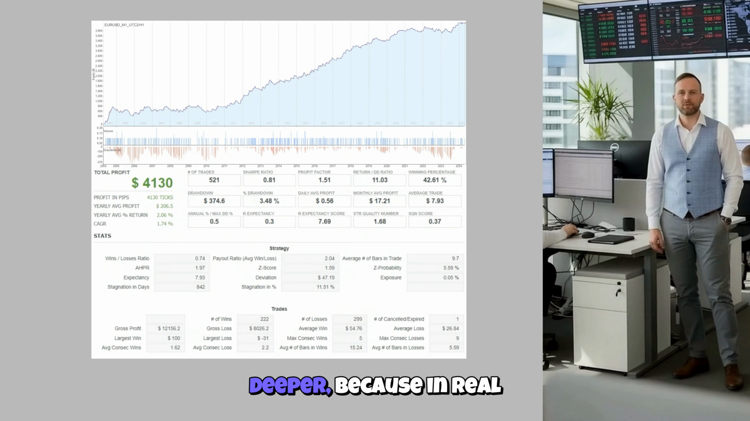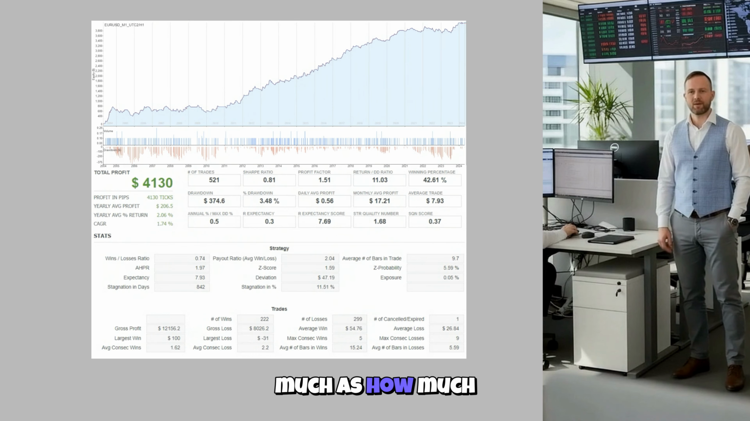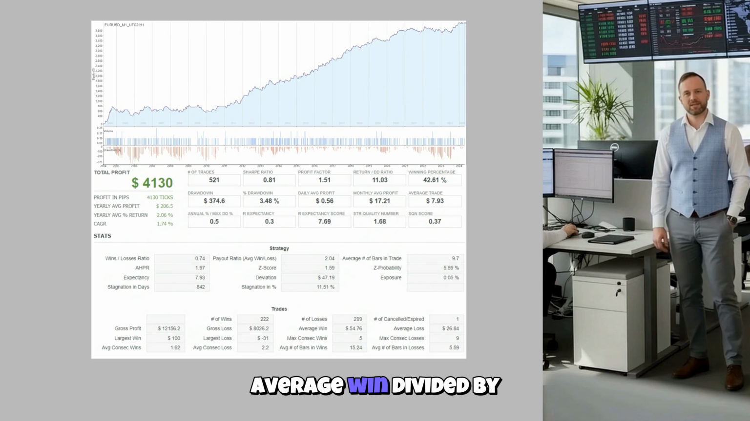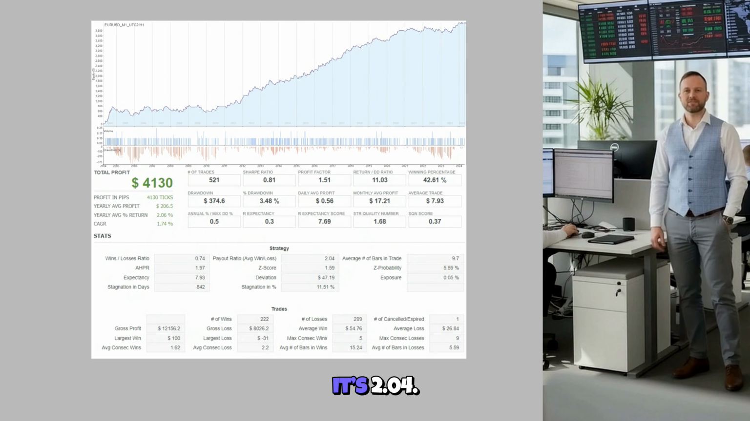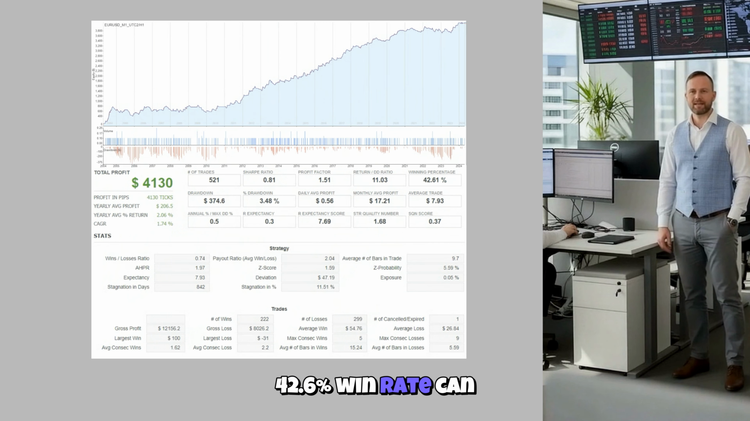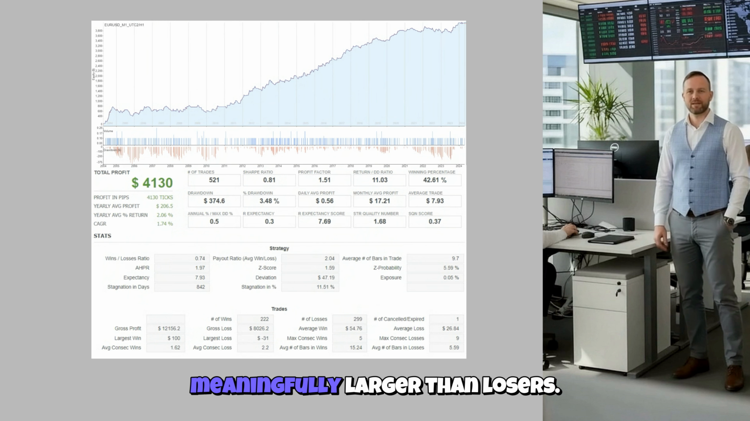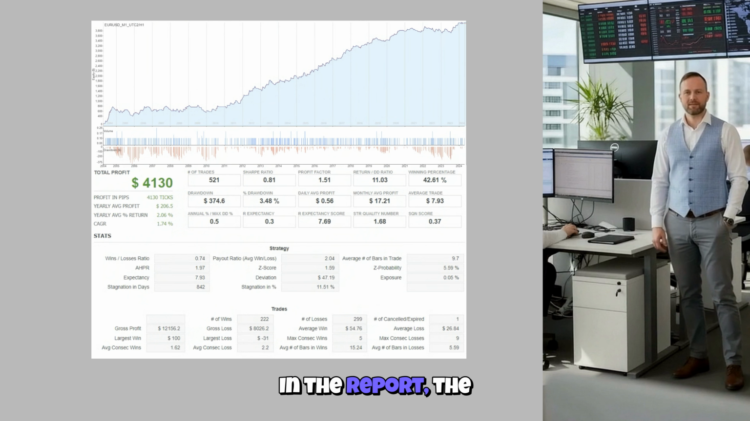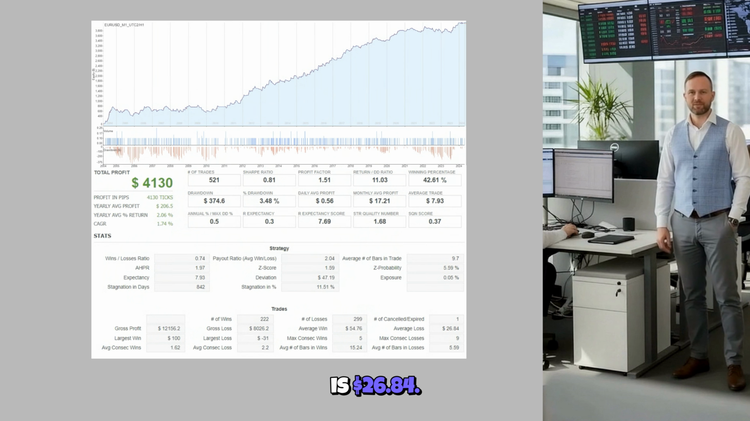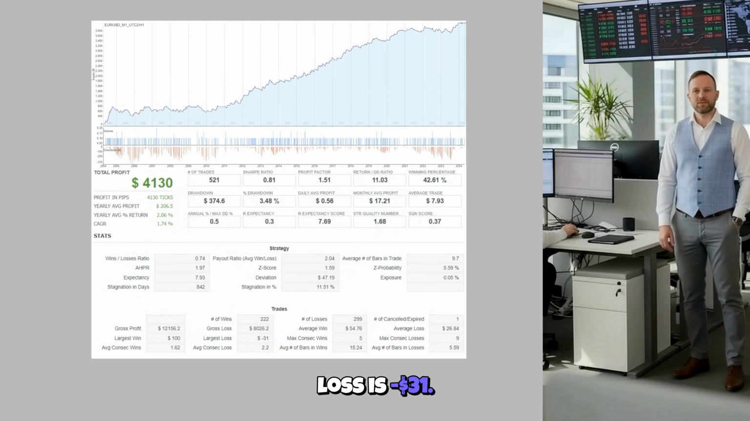Let's go one level deeper, because in real trading, how a strategy makes money matters as much as how much it makes. The key statistic here is payout ratio, average win divided by average loss, and it's 2.04. That's exactly why a 42.6% win rate can still produce a positive long-term outcome. Winners are, on average, meaningfully larger than losers. In the report, the average win is 54.76 and the average loss is 26.84. The largest win is $100 and the largest loss is $31.